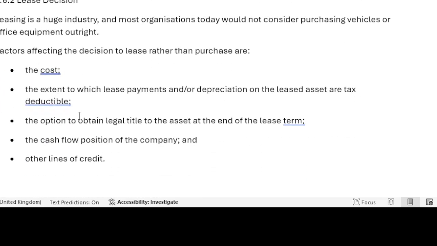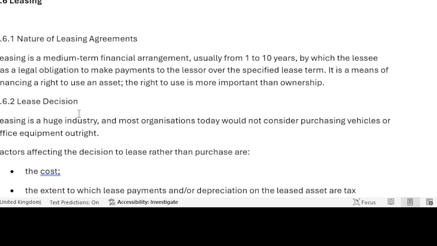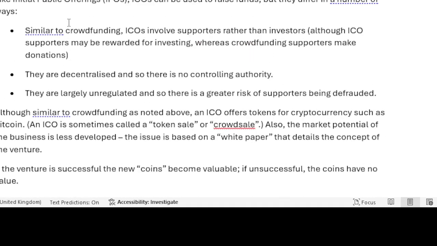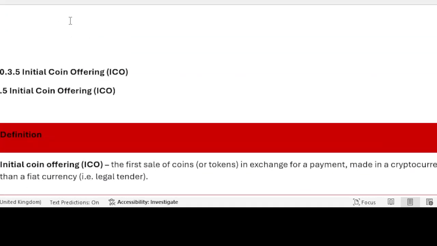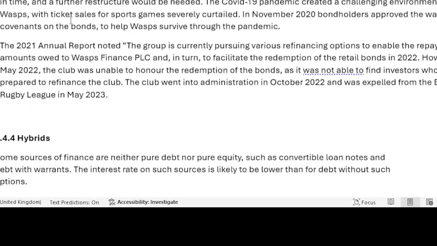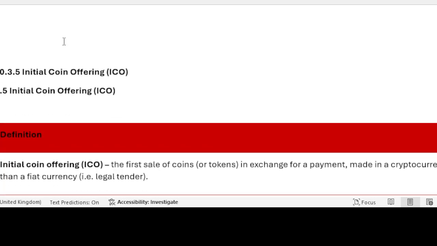Then we can also have lease. Just a second before we talk about lease. Are we together on the initial coin offering? Do you understand it? Yes. Okay.